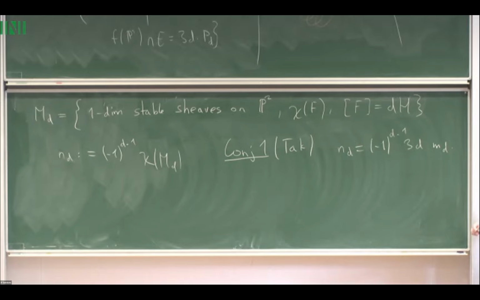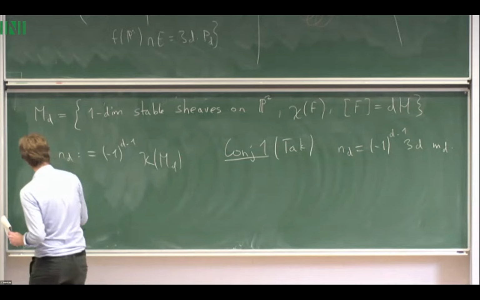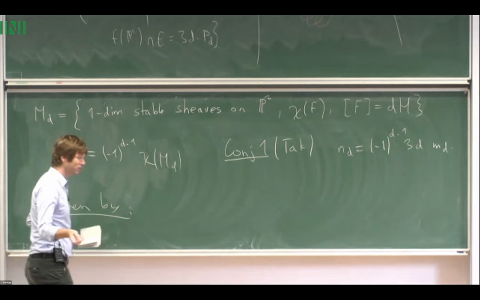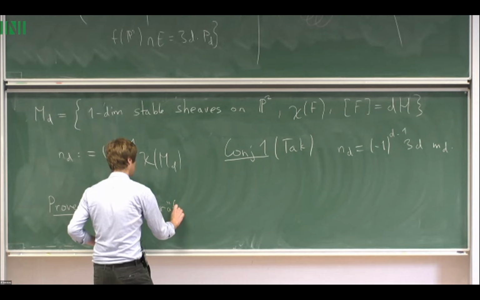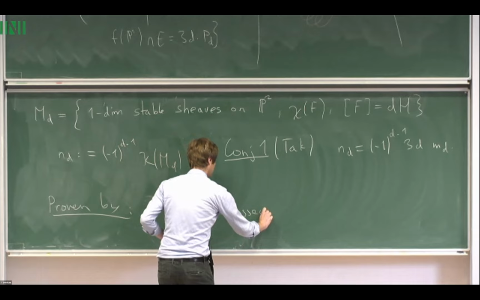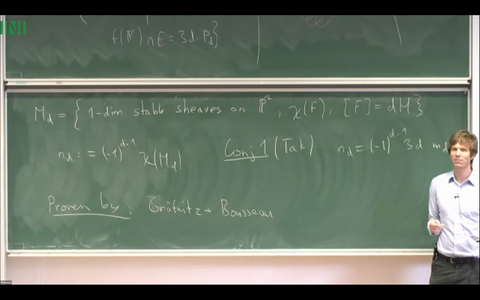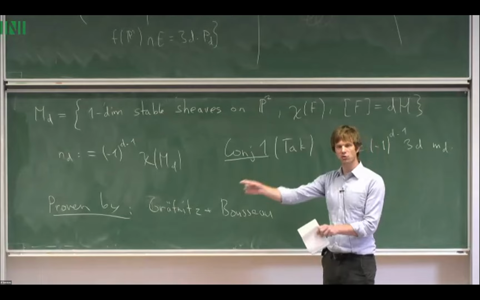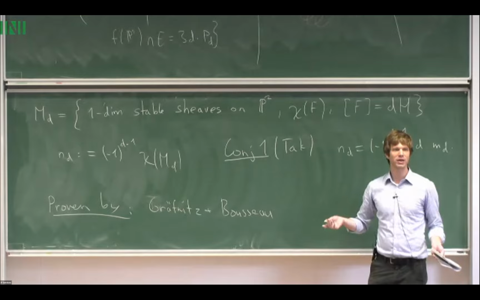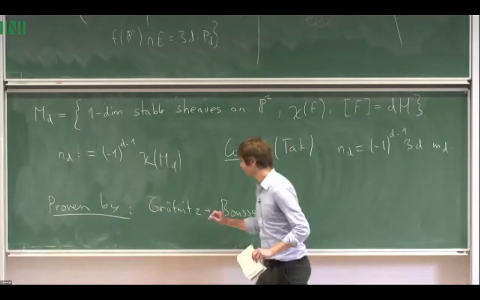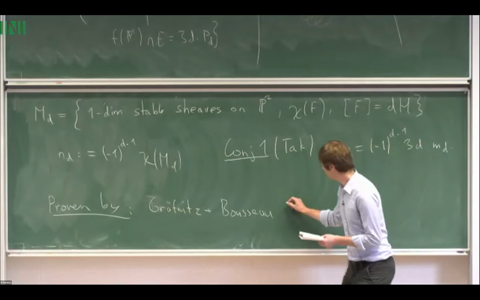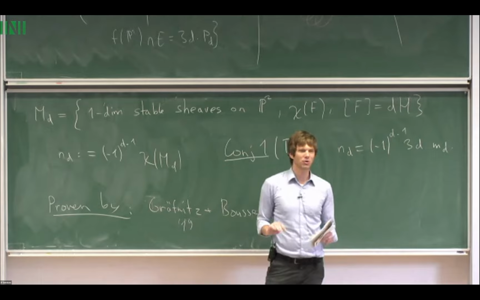This was proven very recently, by a combination of work by Tim Gräfnitz and by Bousseau. And it's really a lot of work. I think if you put the papers together, it's more than 200 pages. It involves spaces with Bridgeland stability conditions. It involves complicated degenerations, etc. But it's been proven. Bousseau's work was around 19, and I mean that was also around 19. I'm not exactly sure. Around 19.